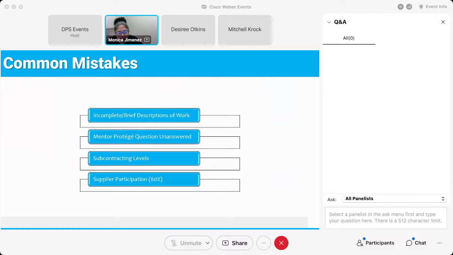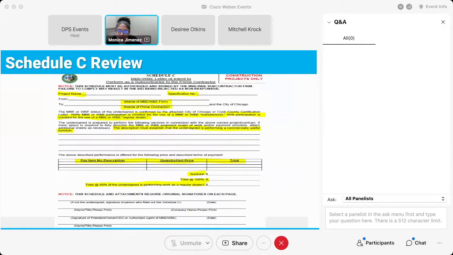Some common mistakes that a compliance officer may see in a compliance submittal are incomplete brief descriptions of work on the Schedule C. The mentor protege question is usually unanswered. The subcontracting levels, as well as supplier participation. For example, if you can see here, this is a copy of a Schedule C.